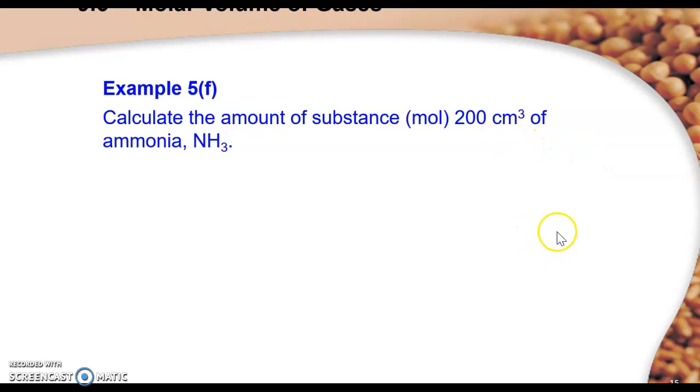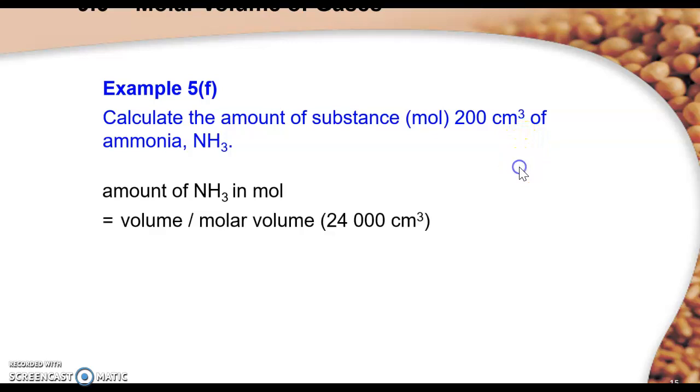If you look carefully, we are given cm cube, so you will be using 24,000 cm cube in this case. So 200 divided by 24,000 cm cube gives you 0.00833 moles. Remember to round off your answers in 3SF. With that, we have come to the end of this section on molar volume of gases. I hope that you are more comfortable and versatile in using this formula to calculate either the volume of gases or the amount of gases in moles. So we can stop the video and go on to the next section.